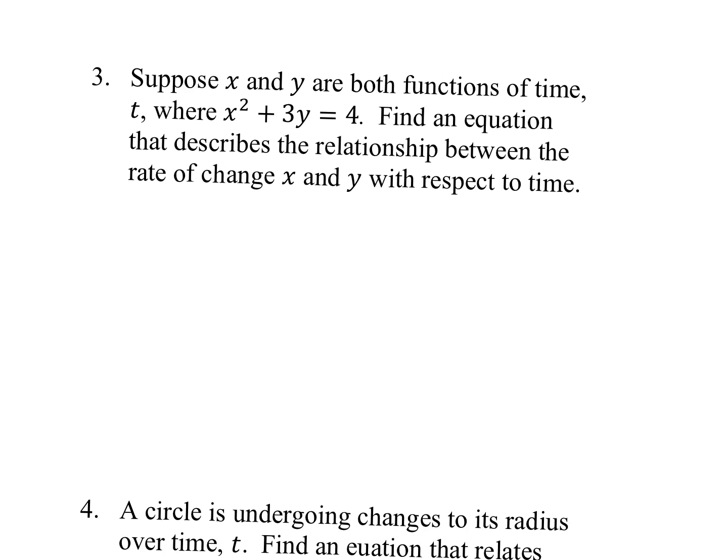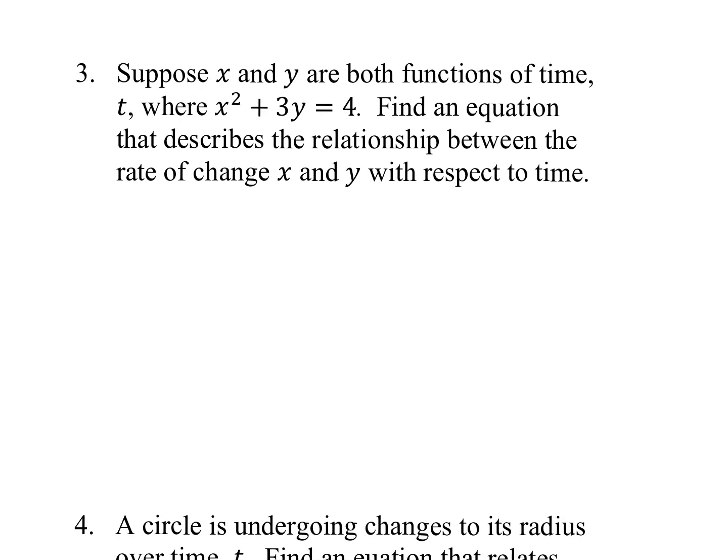Okay, you guys, how about this? It says suppose x and y are both functions of time, and I've given us this equation. Find the equation that describes the relationship between the rate of change of x and y with respect to time. All they're asking you guys is take that derivative. Derivative of x squared, we know, is 2x, with respect to time. So we'd have 2x dx dt, you got it. And 3 dy dt, thank you, Coop, equals nothing.